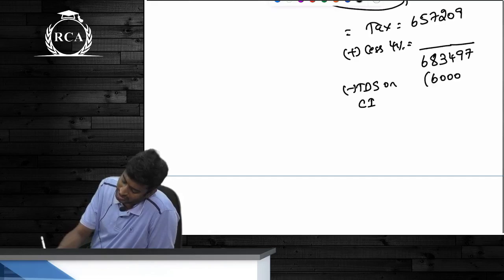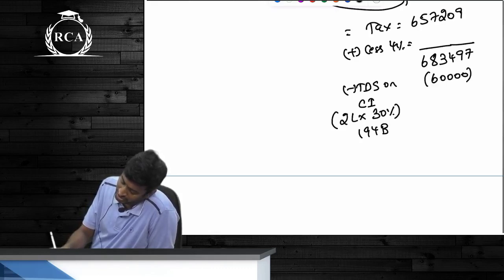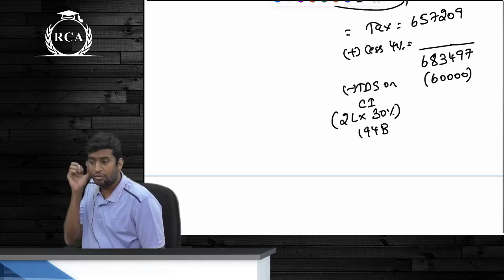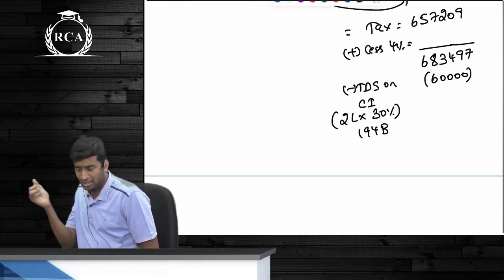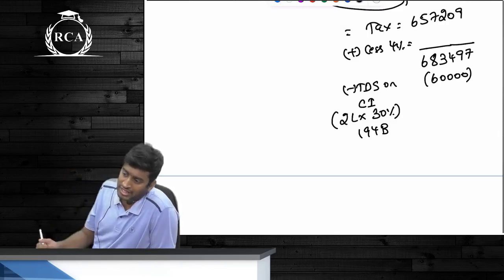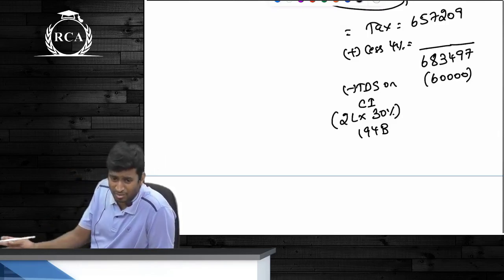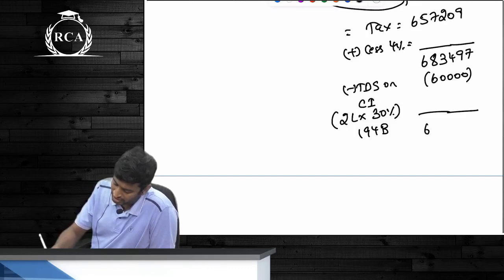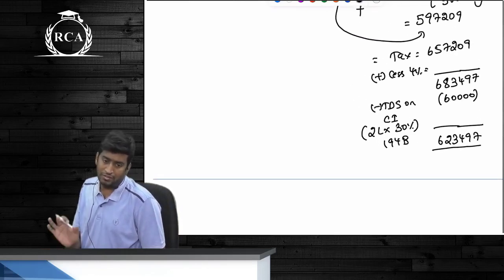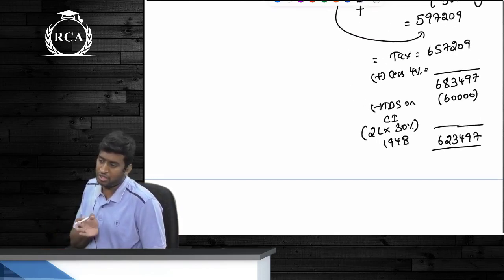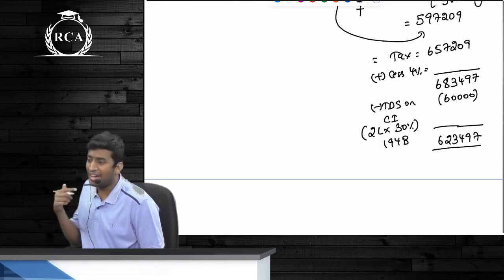How did this 60,000 come? 2 lakhs into 30%. If I remember the section number, it is 194B. 194BB is for horse races; this is other than horse races. The limit is an amount more than 10,000. Minus that, 623. Rounded off to 623,500. So we have done a problem where you purchased before and sold after.